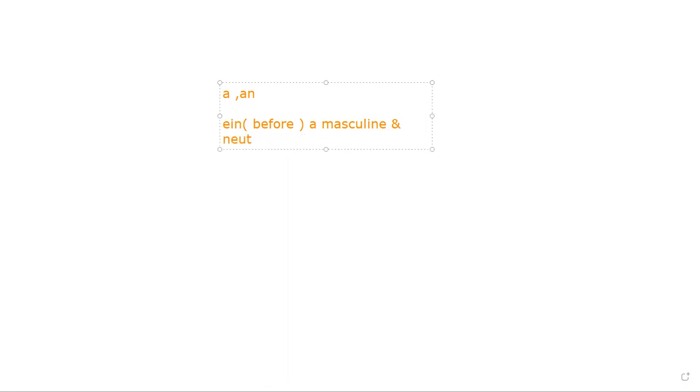We have "a", which is "ein" with masculine and neuter nouns. If we have a feminine noun, "ein" becomes "eine". Repeat after me: ein, eine. Eine we use before a feminine noun. Is it clear to you, team? Yes, sir. Clear.